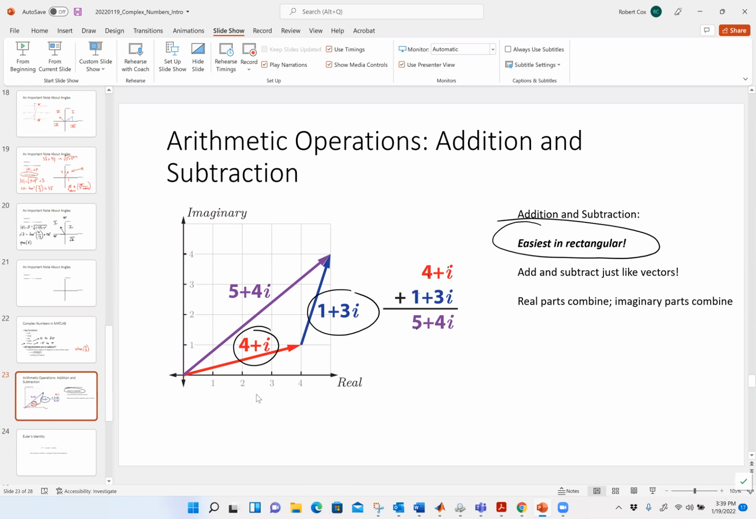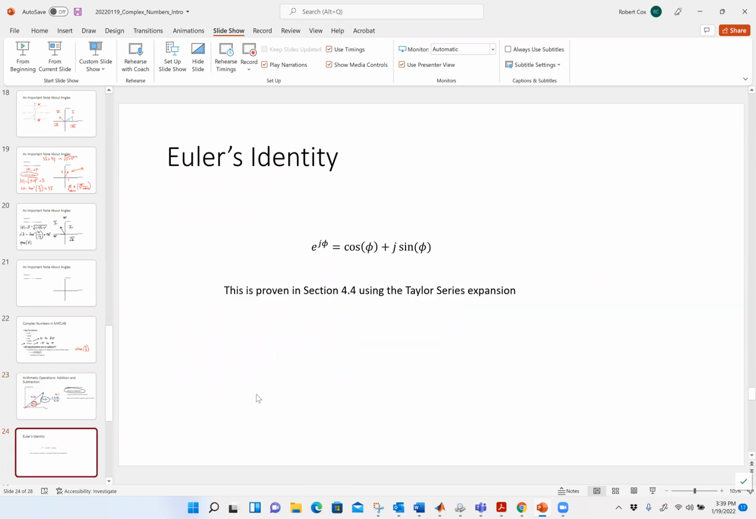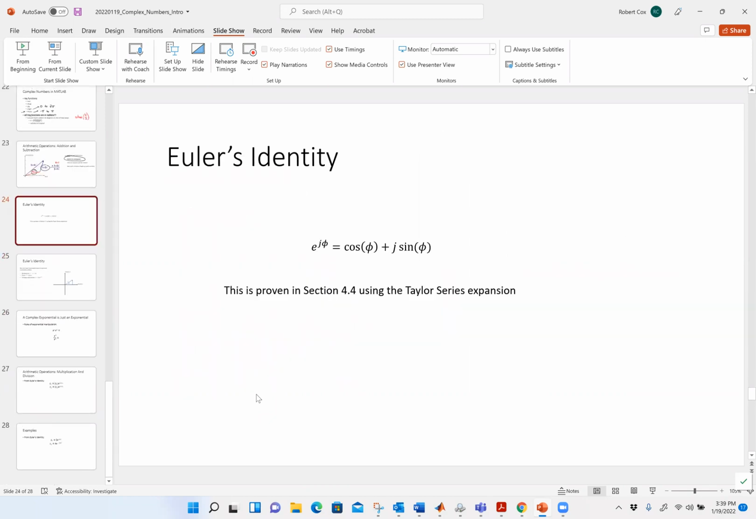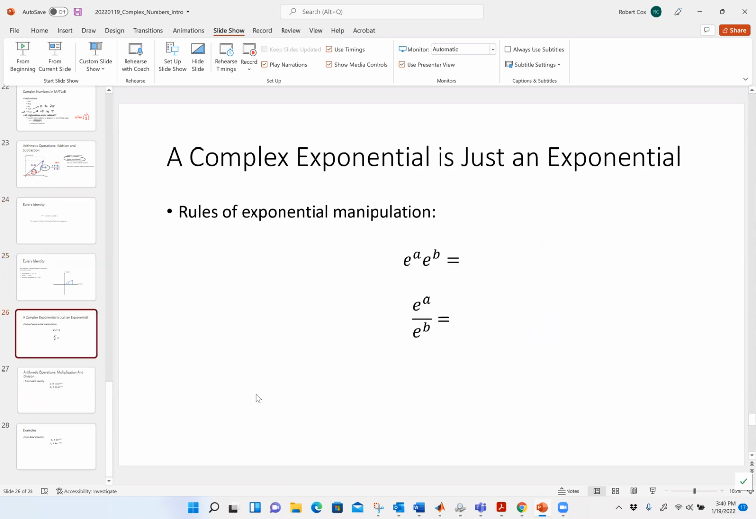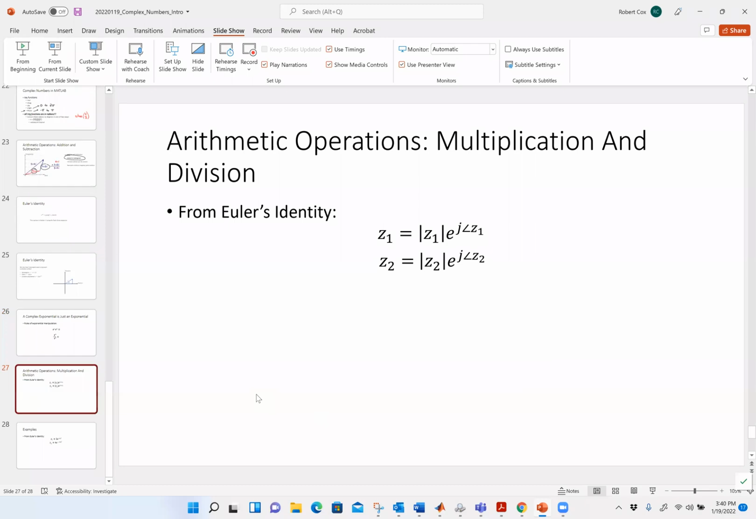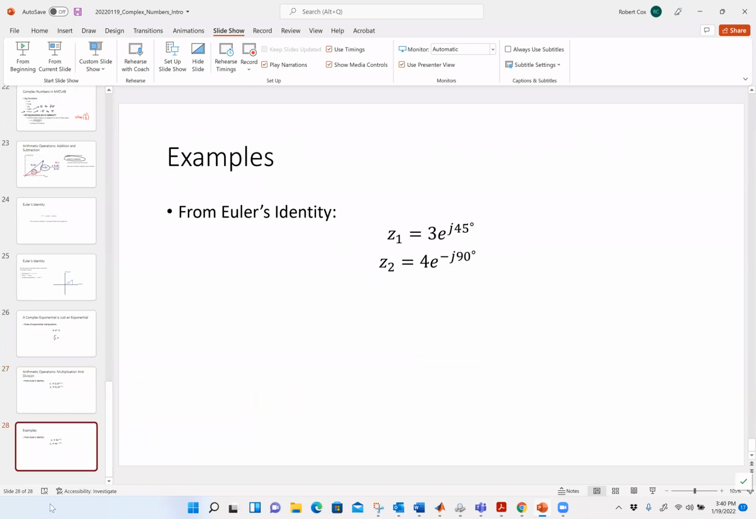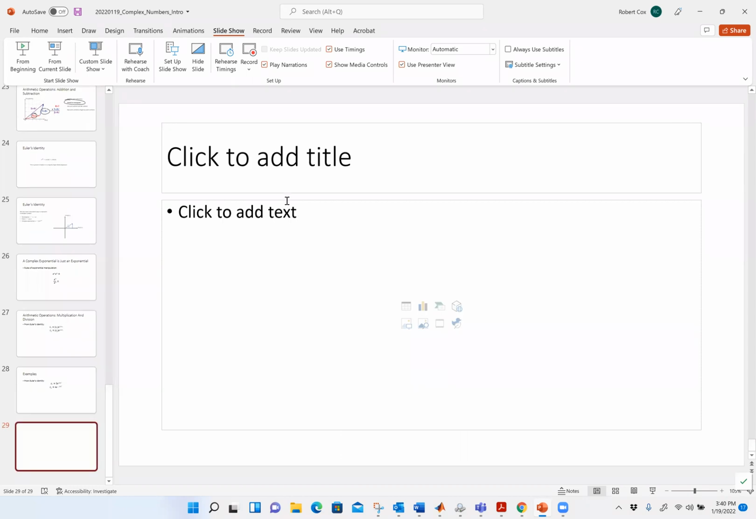But if I'm going to do multiplication and division, it's a lot easier to do it in polar form. I wanted to talk about this Euler identity, but I'm not going to talk about that here today. We'll talk about this next time. You don't need it for the homework.